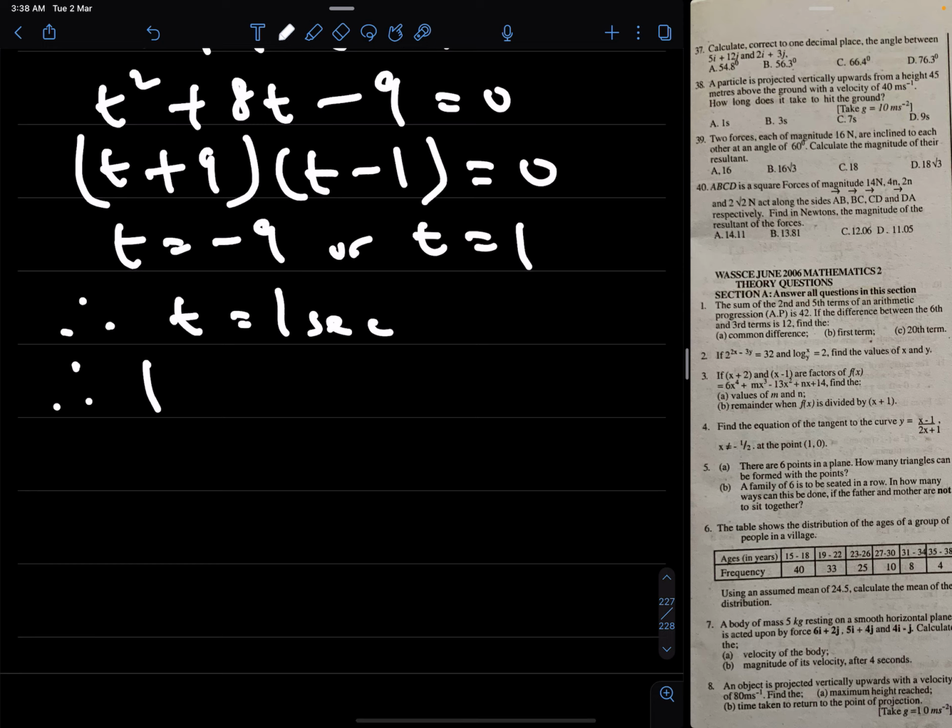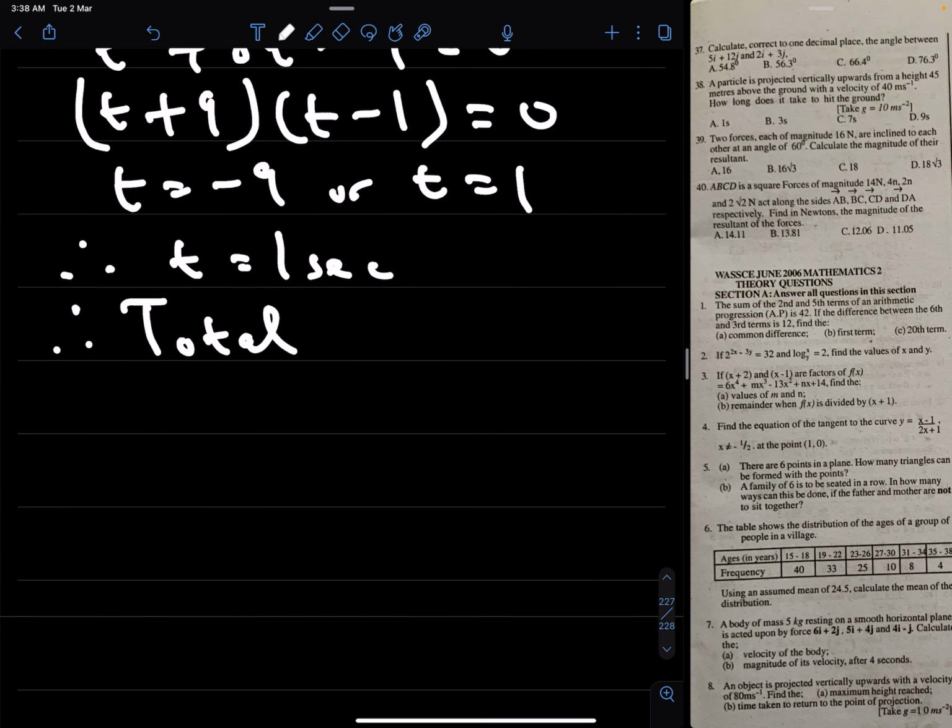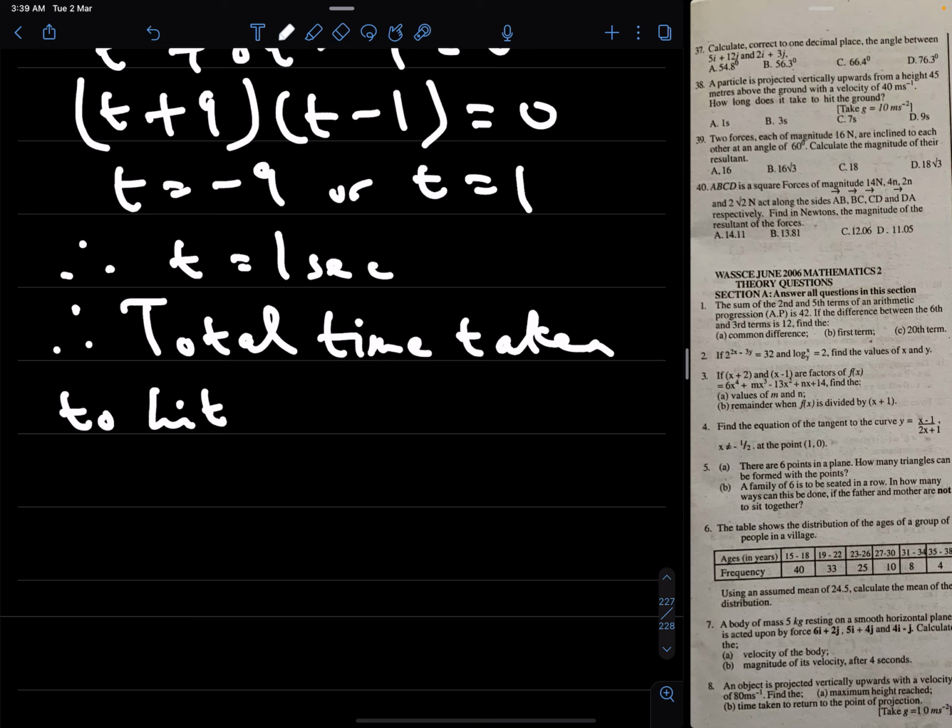Therefore, how long does it take to hit the ground? Total time taken to hit the ground.